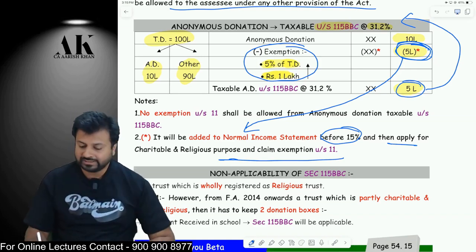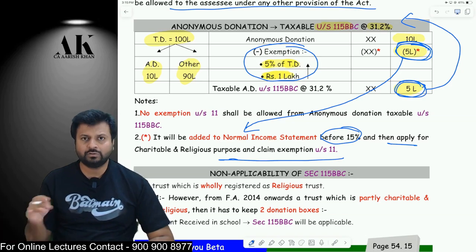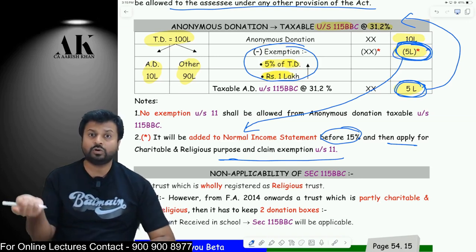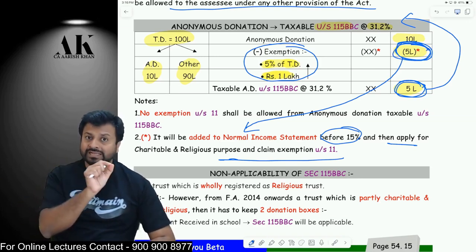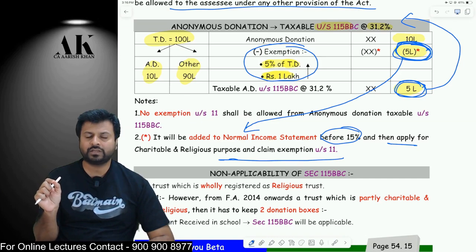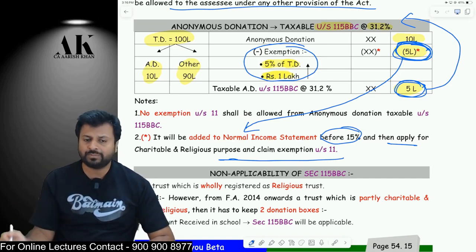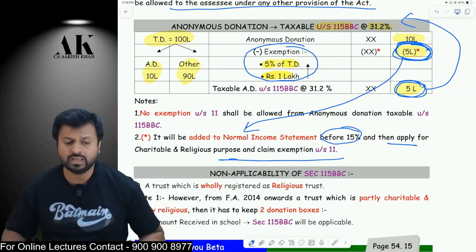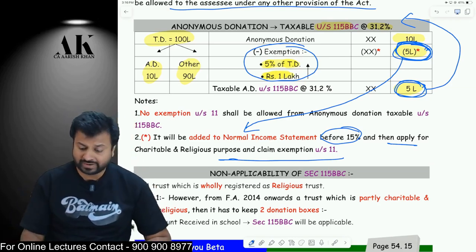Okay, so remember, the amount which is left over after exemption will be flat taxable at 31.2%, and the amount which is exempt, you add to the income statement, then claim 15% from that 5 lakhs, and then the remaining amount has to be applied by the trust. Only then you are going to get the exemption. Otherwise, you are not going to get the exemption of this 5 lakh rupees I am talking about.